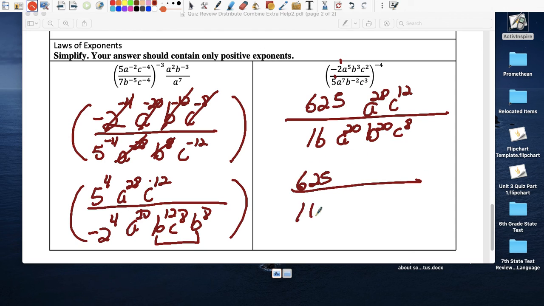625 over 16. That's A to the 28th power on top and A to the 20 at the bottom. So these two, right, I'm going to have 8 A's left over, but on the top. B20, nothing to cross out. And then C12 and C8, well, I'm going to have 4 C's left over. Where? On the top. So that looks, if I didn't make any mistakes, like your answers. Please let me know how you did.